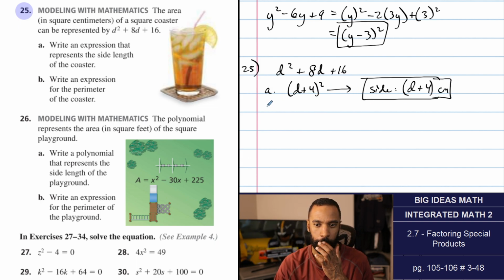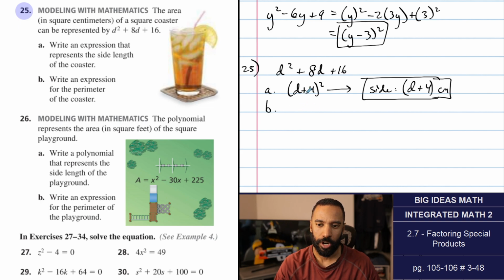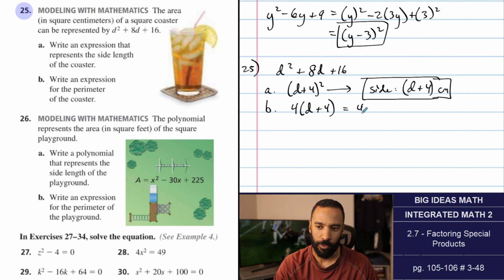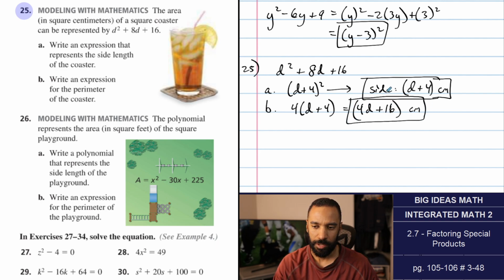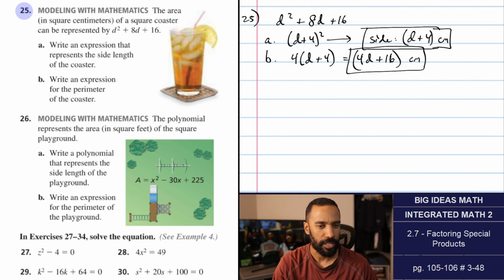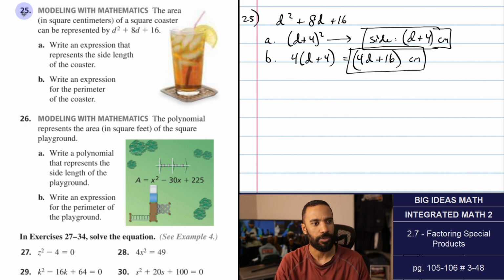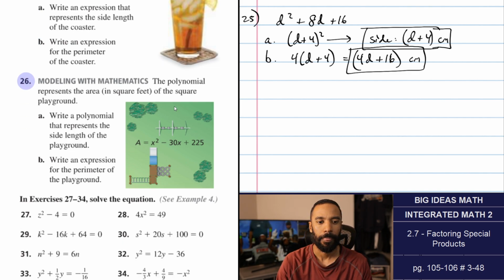Okay, part B. Write an expression for the perimeter of the coaster. The perimeter would be taking all d plus 4s and multiplying by 4 because all of them are the same. So that is going to be 4d plus 16, and that's also in centimeters. So just branching out a little bit, right? It's not necessarily a question on anything outside of the first factorization, but there we have it.